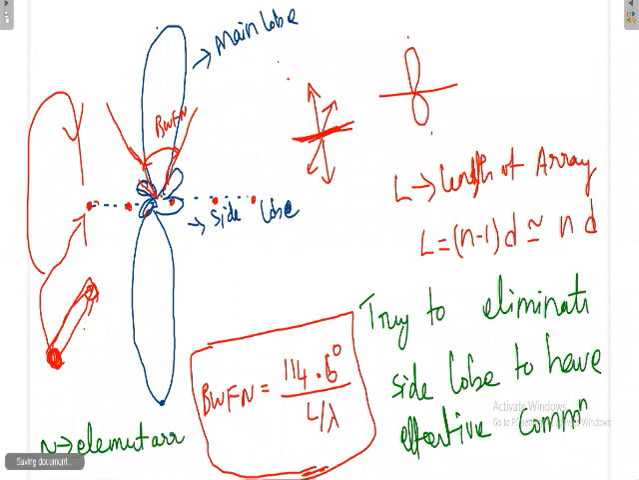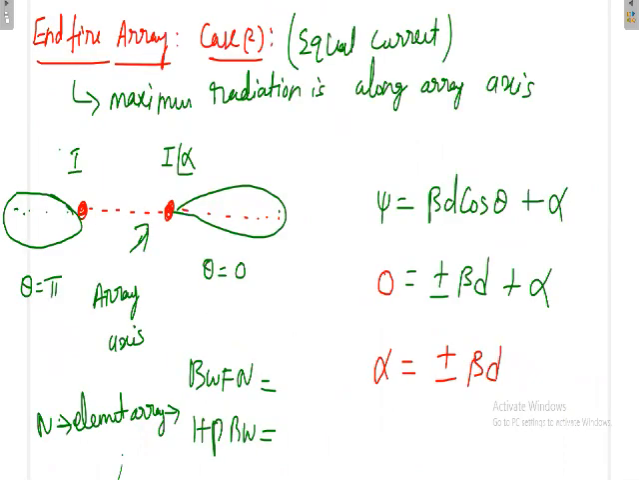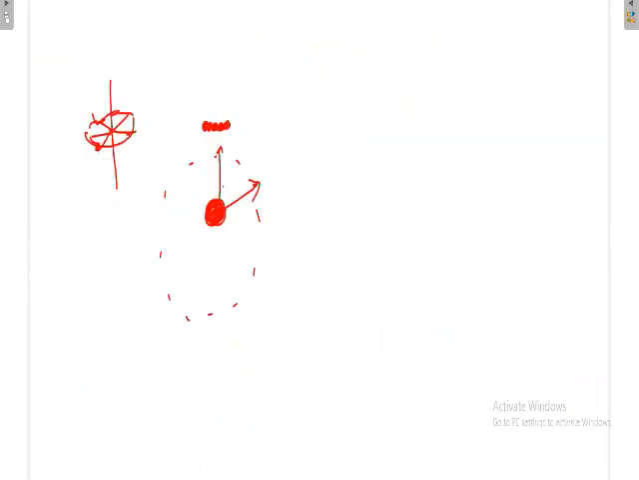Very quickly I will tell you what an n element array is. Now we are discussing the 2 element array, but this formula is for an n element array. This is the beam width between the first nulls, and the half power beam width is simply half of this, that is 57.3 degrees divided by L by lambda. That's for an n element array. So far we have discussed the two element array. Now we'll see what an n element array is.